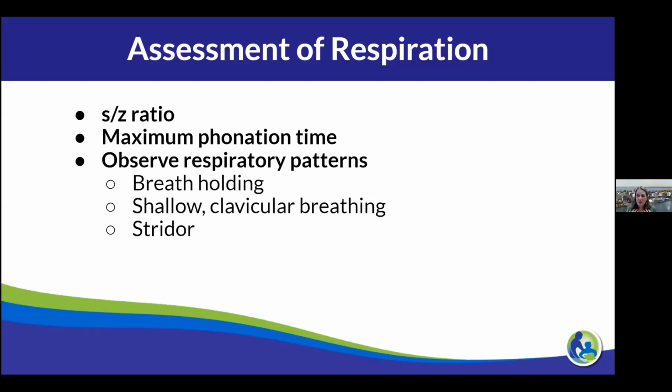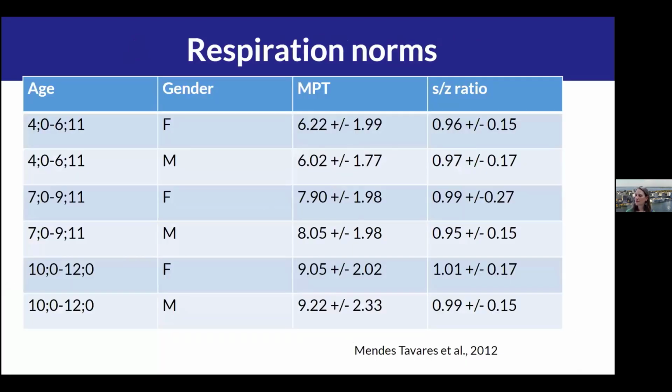Shallow clavicular breathing, we know, is not the most efficient breathing pattern. Stridor, I would say, is definitely something we want to be really concerned about, because that implies that there's a narrowing somewhere in the airway. Okay, I'm not going to read through these, but for your reference, these are maximum phonation time and S to Z ratio norms for ages from 4 to 12.